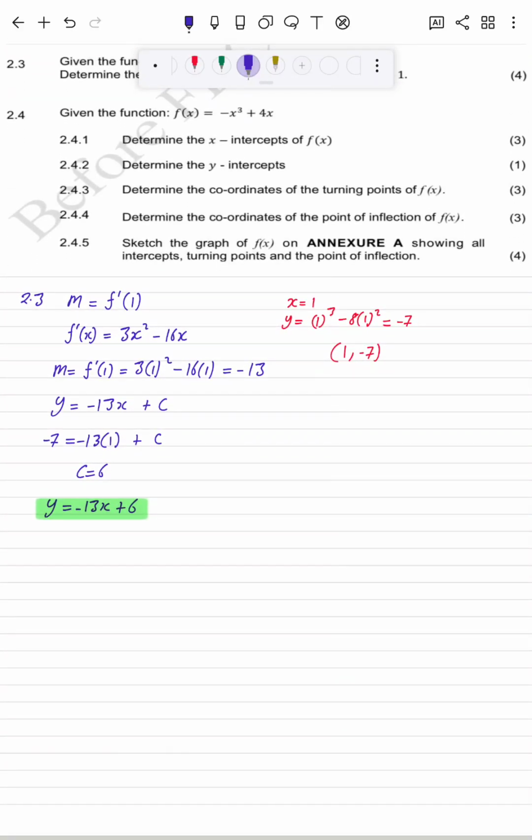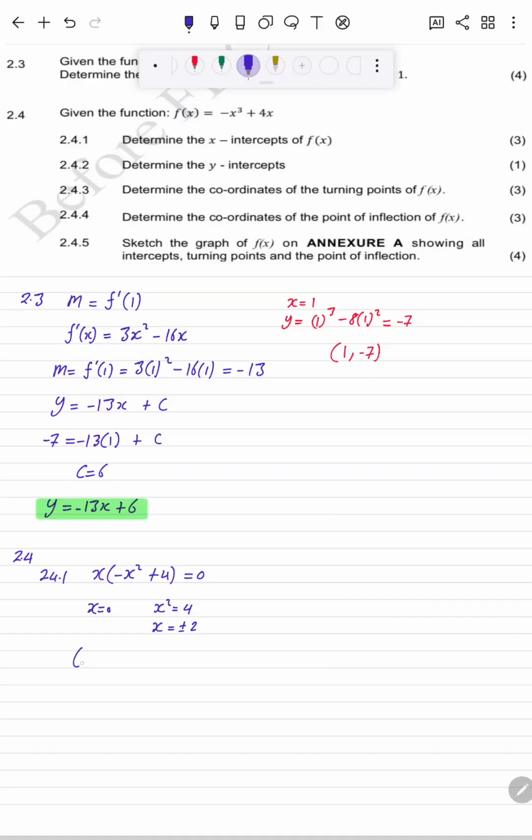And then when you go to 2.4, 2.4 says you are given f of x, which is minus x to the third plus 4x. Number 1, determine the x-intercept. So we're going to have 2.4.1: take that thing and set it to 0. But if you check it properly, x is common between the terms. Which means that one value of x is going to be 0. And then when you set the remaining factor to 0, you're going to have x squared equaling 4. And then x alone is going to be plus or minus the square root of 4, which is 2.